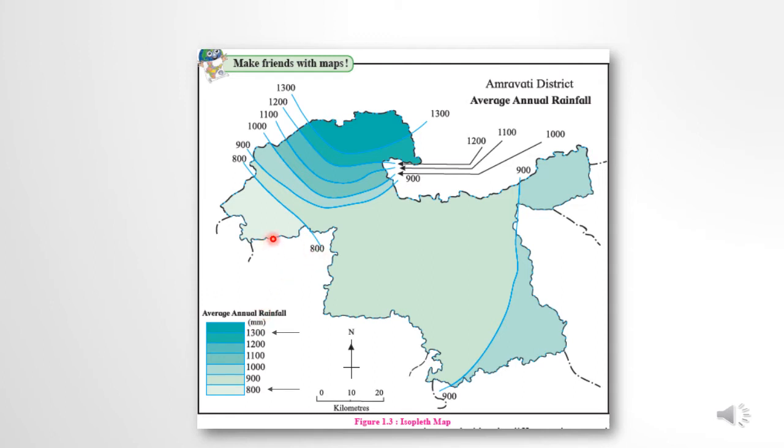You will notice that no sub-administrative units have been marked. That is, there are no divisions or boundaries of regions shown. The difference of rainfall between any two lines changes at a uniform rate, that is, it is 100 millimeters.